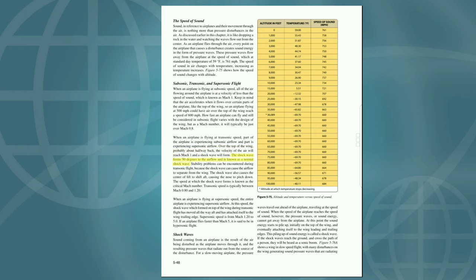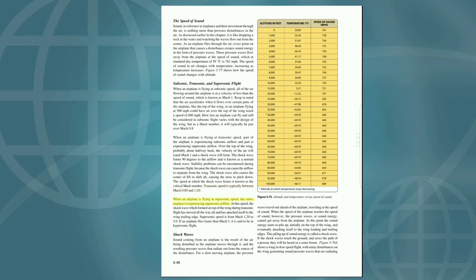The shock wave forms 90 degrees to the airflow and is known as a normal shock wave. Stability problems can be encountered during transonic flight, because the shock wave can cause the airflow to separate from the wing. The shock wave also causes the center of lift to shift aft, causing the nose to pitch down. The speed at which the shock wave forms is known as the critical Mach number. Transonic speed is typically between Mach 0.80 and 1.20.